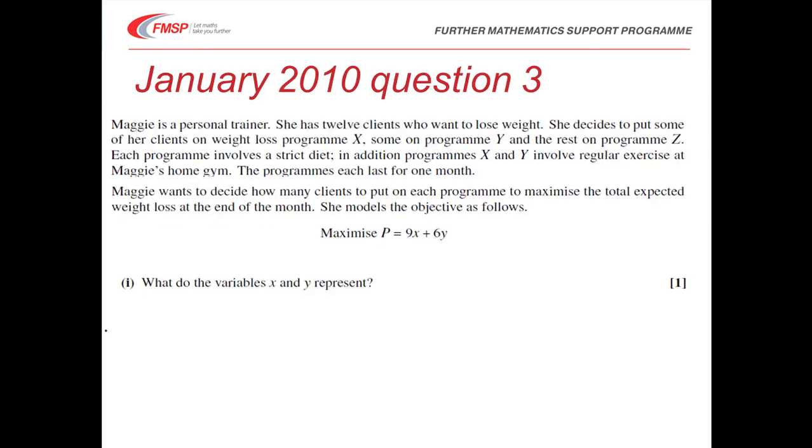So let's see if we can break that down a little bit. I've abbreviated the question here at the beginning to try and pick out the bits of information that we need to answer this first question. So what do the variables X and Y represent? So you've got these 2 weight loss programs. So X must be the number of clients on program X and then Y similarly for program Y.